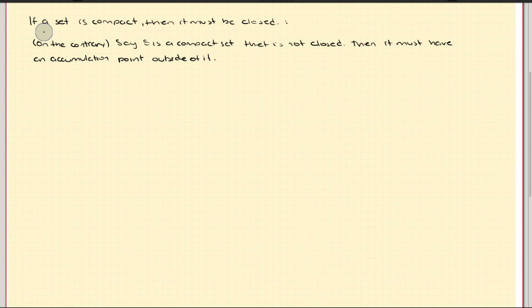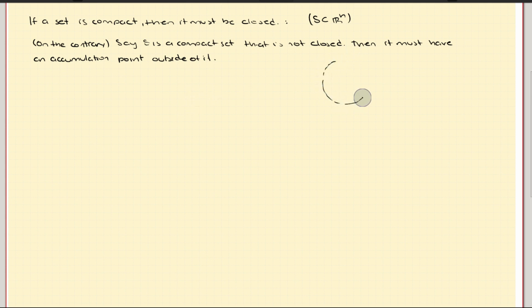So the first statement is that if a set is compact, then it must be closed. Here S is a subset of a Euclidean space. On the contrary, say S is a compact set and it's not closed. Then it must have an accumulation point that is not contained in the set S. And remember that an accumulation point is a point such that in every neighborhood of it, we can always find some points other than that point itself that belong to the set, right?